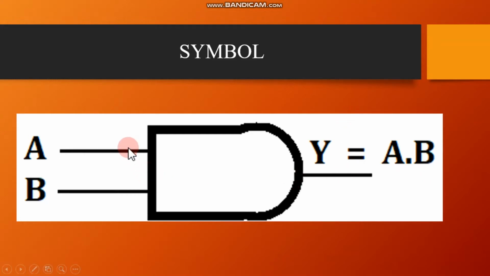I repeat, the left hand side of the screen explains the input. So this AND gate has two inputs, A and B, and the output is marked as Y, and is equal to A dot B. It is also read as A and B. I again repeat, the output can be read in two ways. One is Y equals A dot B and the other is Y equals A and B.